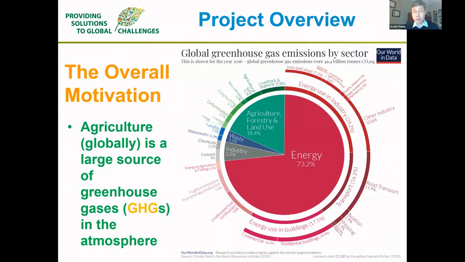The first question as a project overview I would like to answer is, why did we do this program, which includes 2 different phases or two different projects? Obviously, the overall motivation is that agriculture globally, as well as in Canada, is a really large source of greenhouse gases, or GHGs, in the atmosphere. Looking at the global level, we can see that agriculture, forestry, and land use constitutes about 18.4% of the global anthropogenic greenhouse gas emissions.